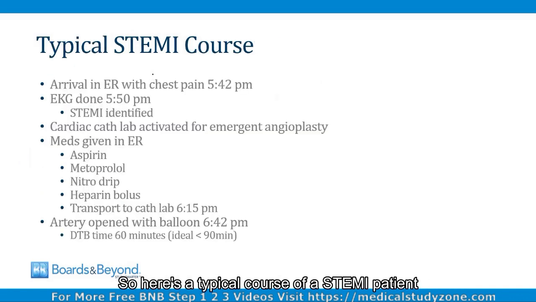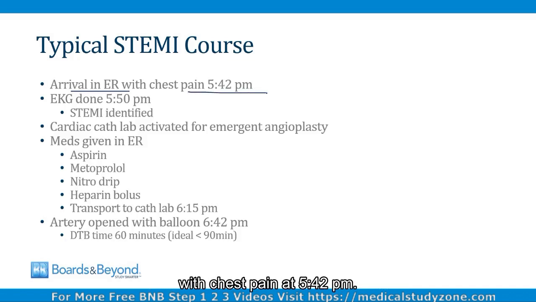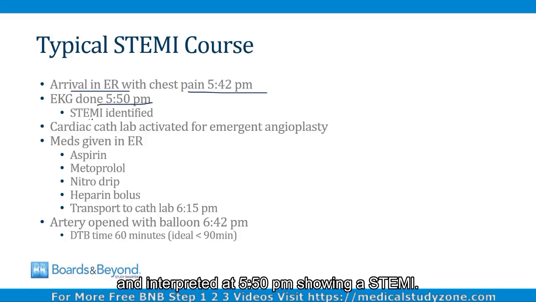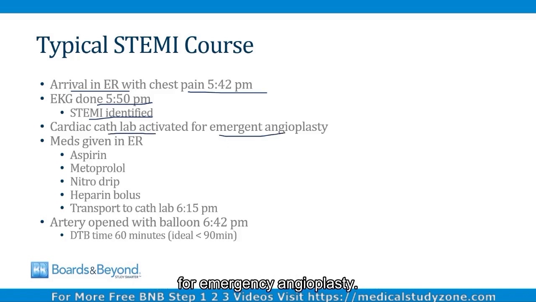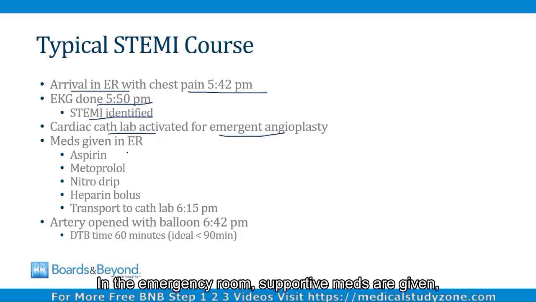So here's the typical course of a STEMI patient at many hospitals in the United States. The patient arrives in the emergency room with chest pain at 5:42 p.m. An EKG is done immediately on arrival and interpreted at 5:50 p.m. showing a STEMI. The cardiac cath lab is activated and prepares for emergency angioplasty. In the emergency room, supportive meds are given.